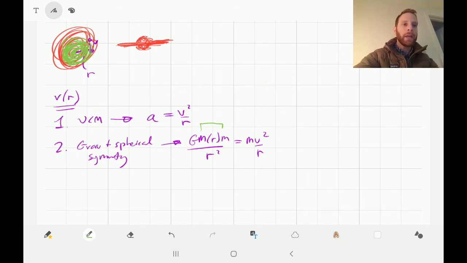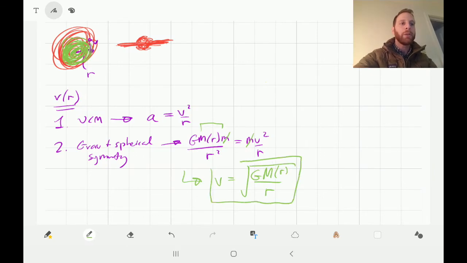That being said, the mass of whatever object you're interested in, whether it's a star or piece of gas, cancels, and this allows you to solve for v as a function of r and the mass enclosed, and so that simple relationship should be this. So that is the prediction, assuming spherical symmetry and Newtonian gravity, for what you'd expect v to do as a function of distance.